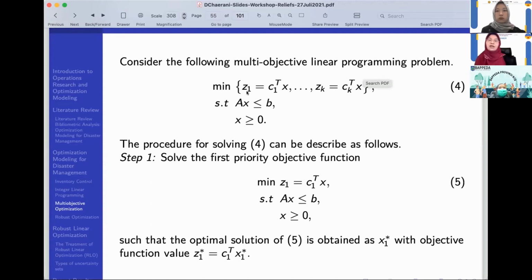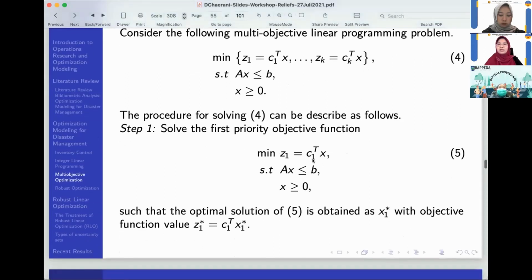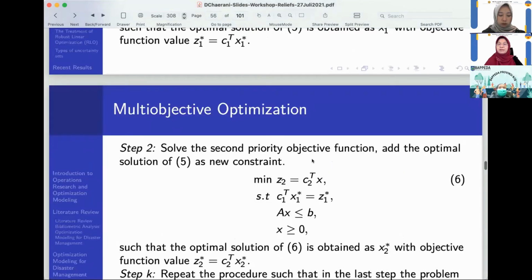Lupakan dulu, atau relaksasi dulu semua objektif Z2 sampai Zn. Kita selesaikan dulu Z1, misalnya fungsinya linear, C1 transpose X, sehingga kita mendapatkan X1 bintang, lalu kita substitusikan ke fungsi objektif yang pertama. Kemudian tahap kedua, nilai fungsi objektif pertama tadi menjadi kendala pada masalah yang kedua.